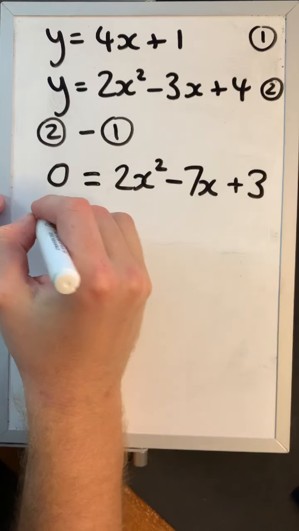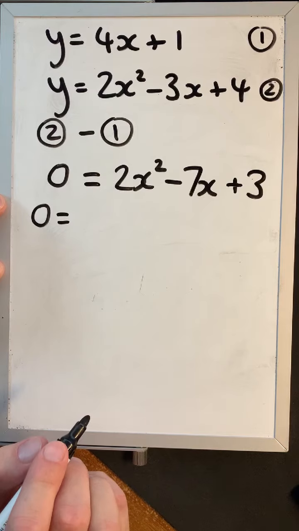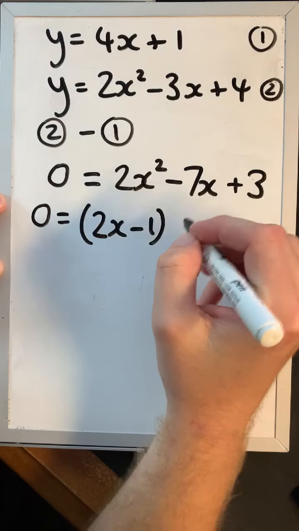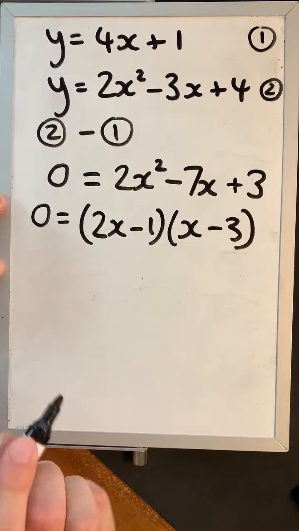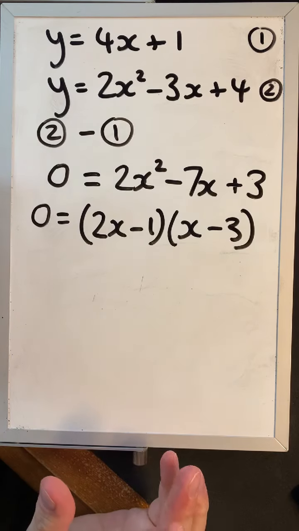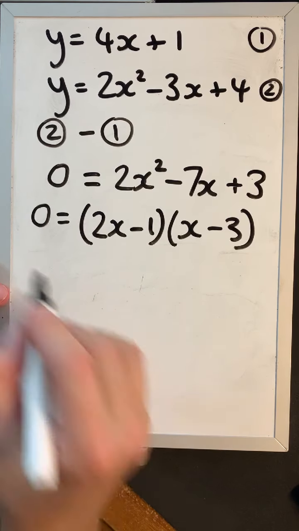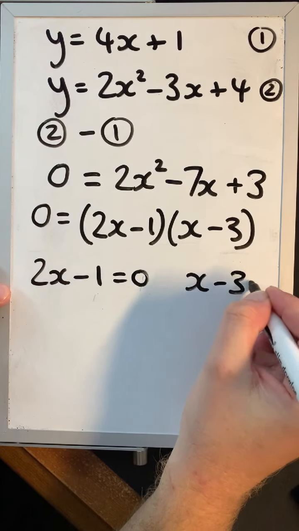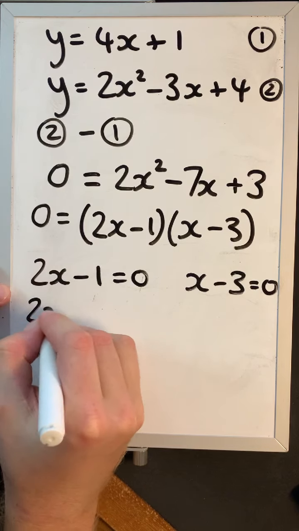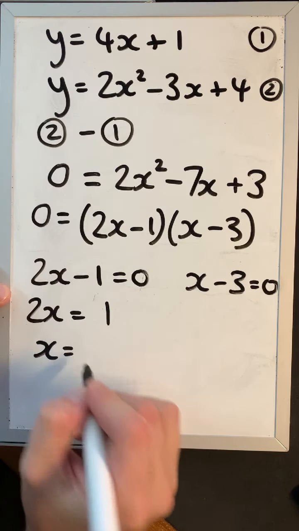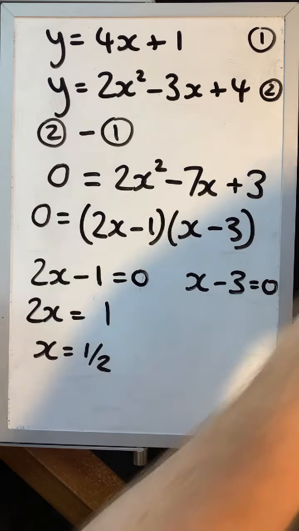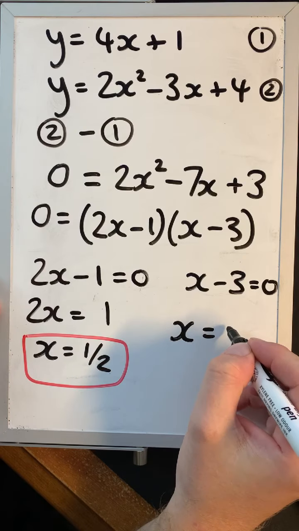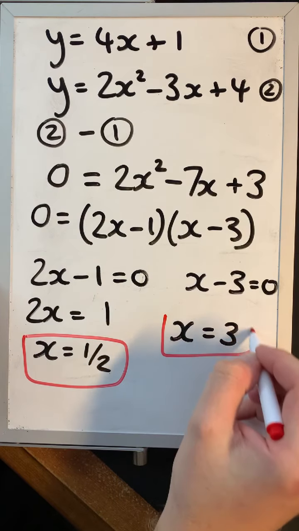Now you could do this by the formula if you wanted to, but it does factorize. So it does factorize to 2x minus 1 and x minus 3. So those are our two brackets. Split them up. So we've got 2x minus 1 is equal to 0, and x minus 3 is equal to 0. 2x is equal to 1, x is equal to a half. So that's one solution. And of course, nice and easy on the right then, we've got x is equal to 3. So there's the other solution.